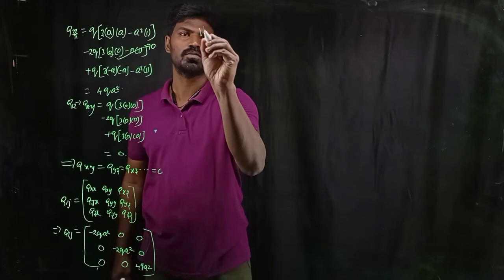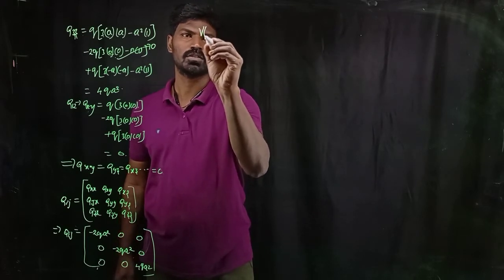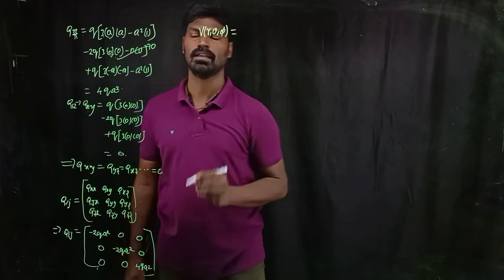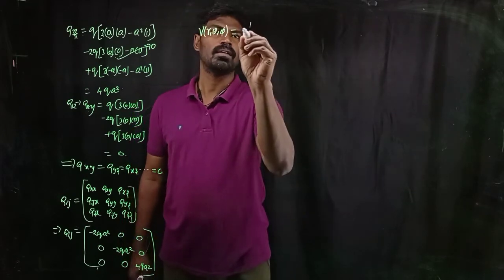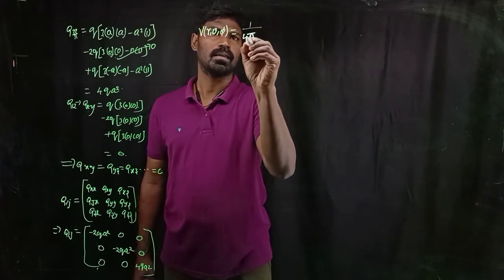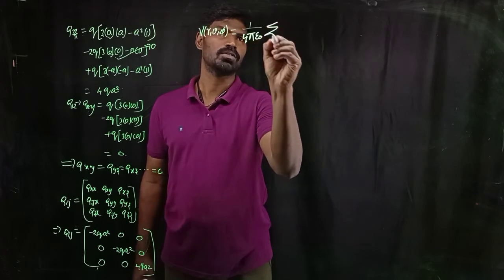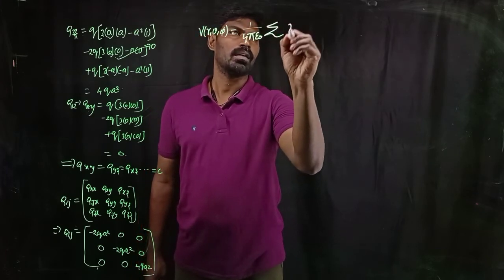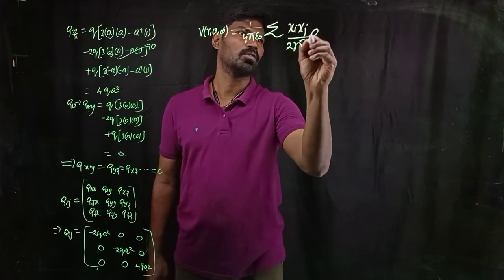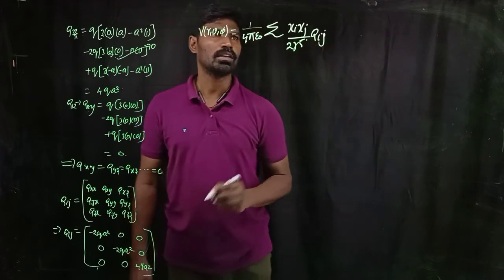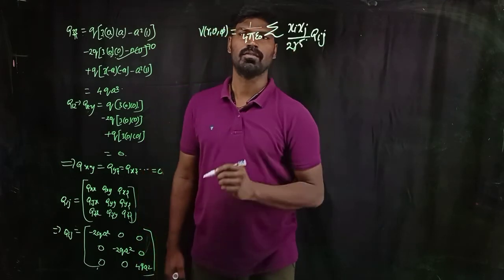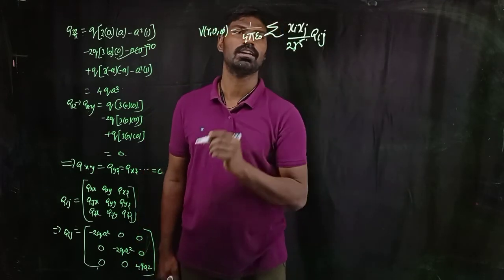So what is the expression for potential due to quadrupole? V as a function of r, theta, if possible phi, is equal to, what can I write, 1 by 4 pi epsilon naught into summation over xi xj divided by 2r power 5 into qij. Here I did not use any primes because these are the coordinates of the field point, not the source point.